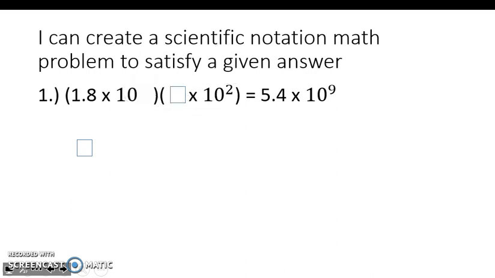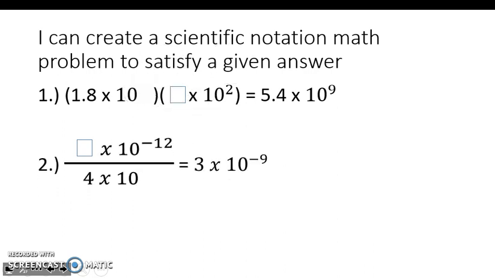Okay, so let's do a division problem. Now the division problem, we're going to work it backwards the exact same way we did the multiplication problem, but it's a little bit more tricky, okay? So in order to figure out what our missing leading coefficient is, we would have had to have divided whatever number is in this box by 4 to get the number of 3.